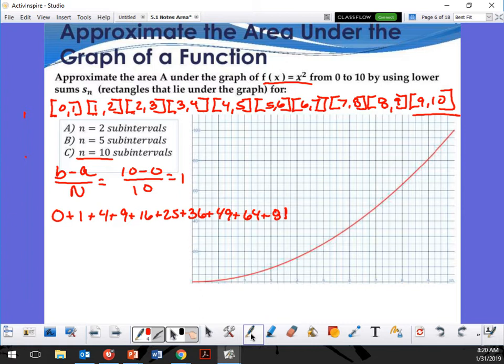All right, let's add those together. What do we get? 285. So my area is 285 units squared.